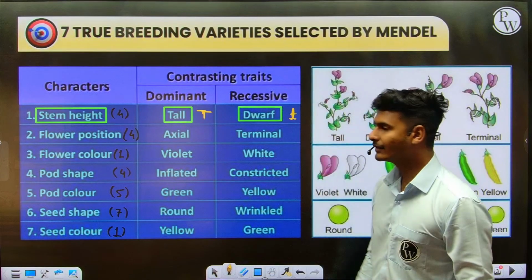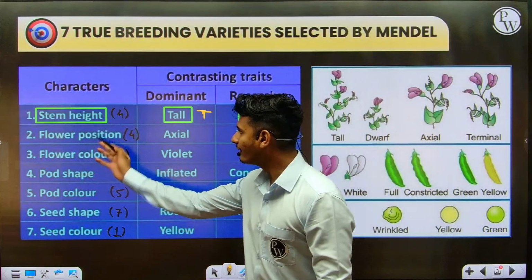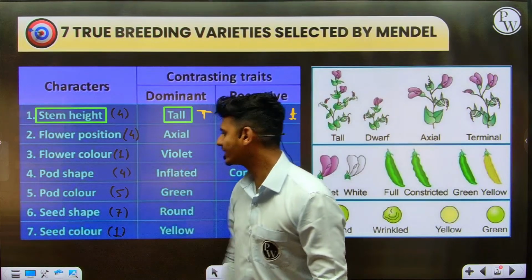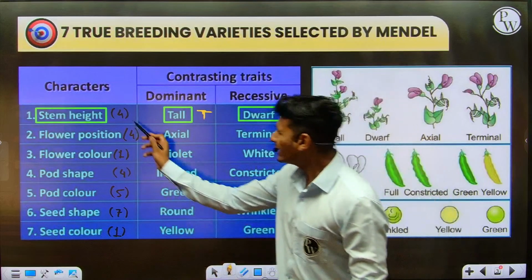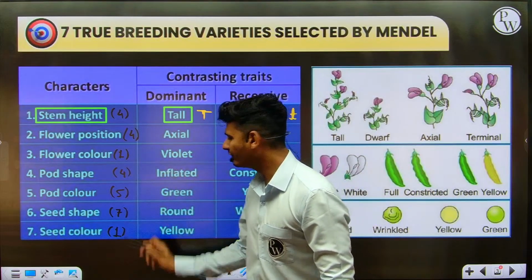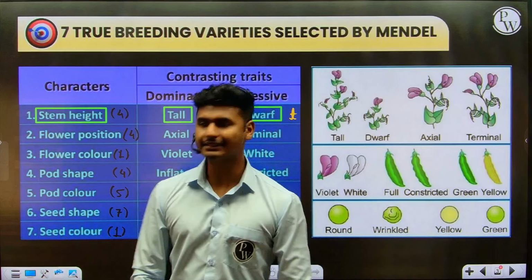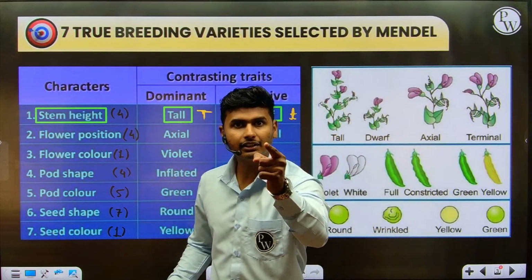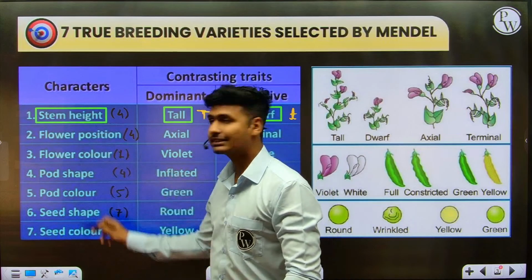Now the other characters are flower position, flower color, pod shape, pod color, seed shape, and seed color. So what exactly are the numbers 4, 4, 1, 4, 5, 7, 1? What does the code mean? The code represents the chromosome number on which those characters are present.